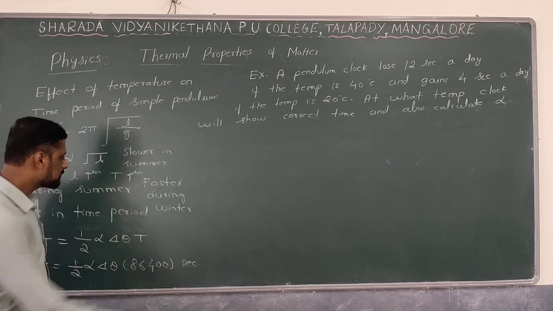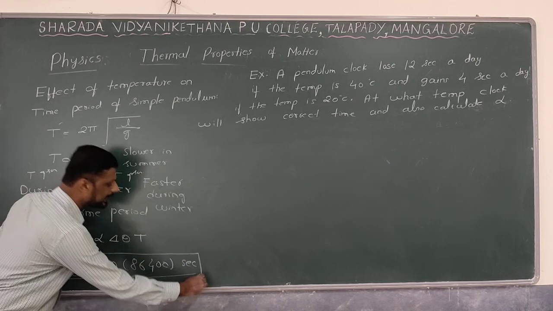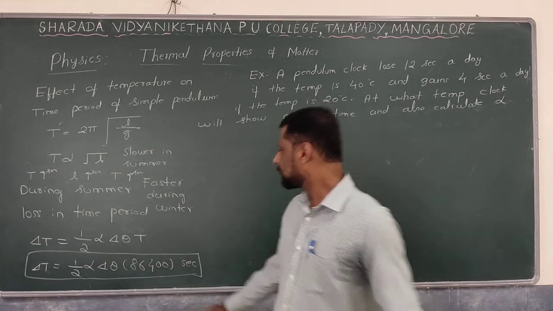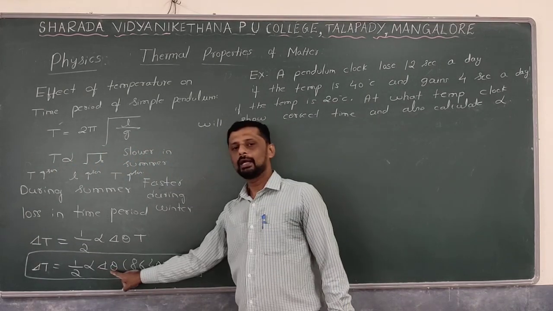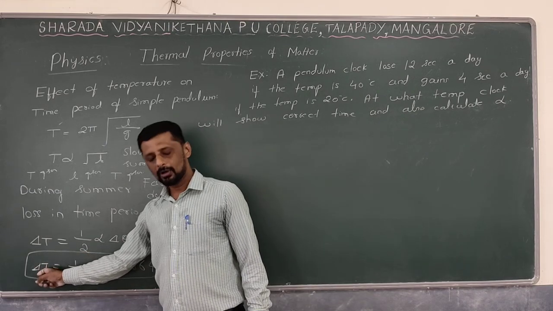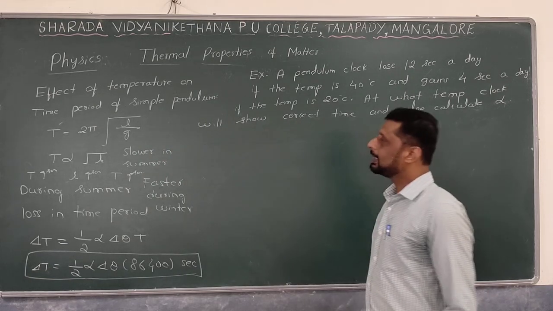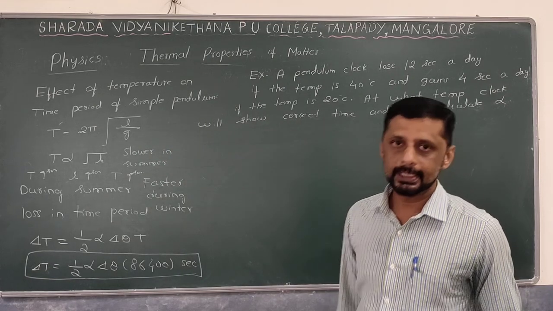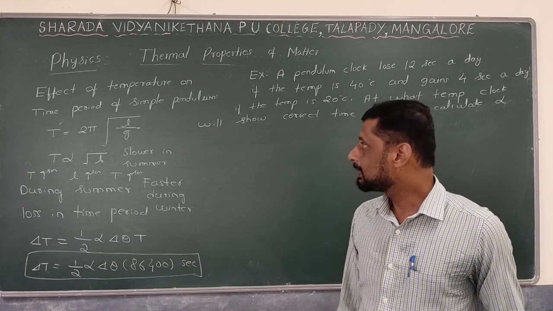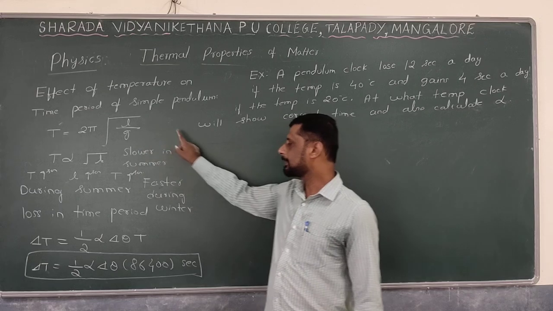86,400 seconds. This much amount of time will be lost in a particular day during which season? During the summer season. If you know the value of alpha and the value of delta theta, you can calculate the amount of time lost by a clock during the summer. So this is about one of the consequences of what? Expansion in case of solids, that is, the effect of time period on a clock based on what? A simple pendulum. So the formula for time period of the simple pendulum.